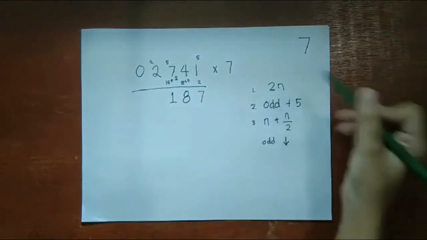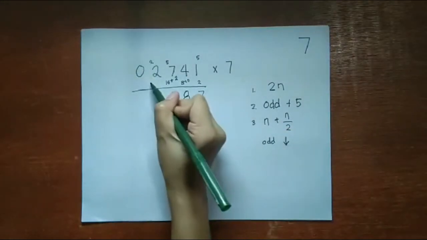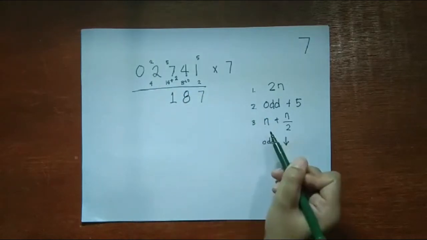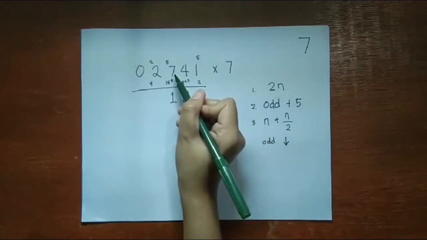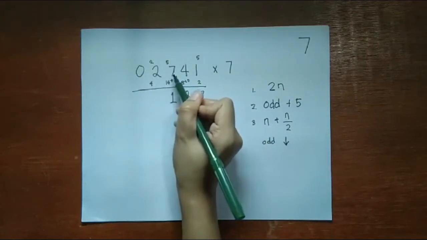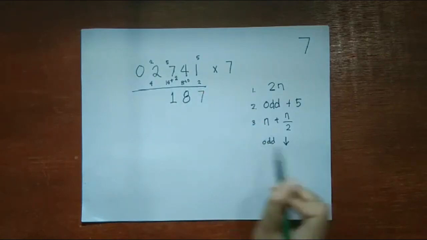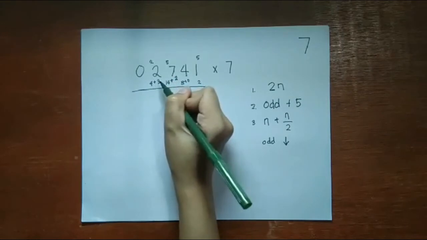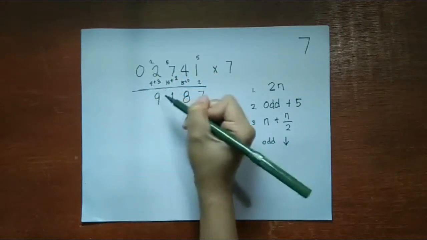So let's do this all again. Step 1, double the number. 2 times 2 gives us 4. It's not an odd number, so we're going to skip this step. We take half of its number neighbor, 7, and then we add it here. So the half of 7 is 3.5, but we have to round it down. So that gives us simply 3. So 4 plus 3 plus 2 gives us 9.